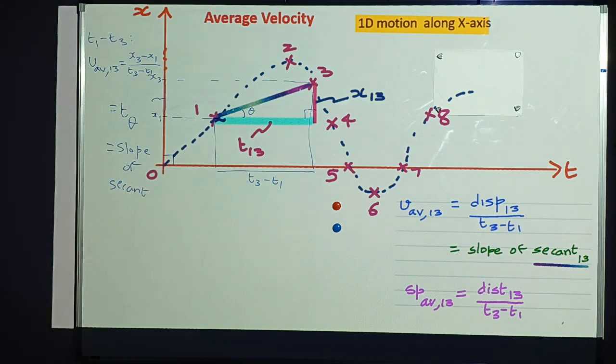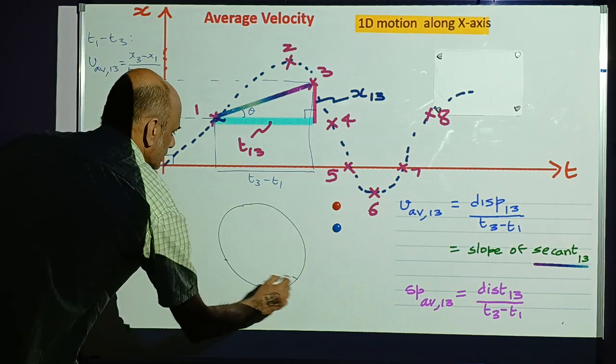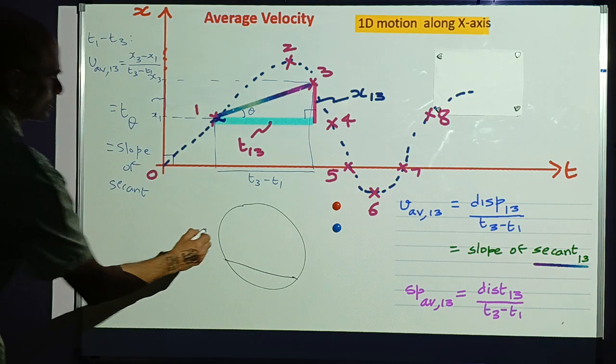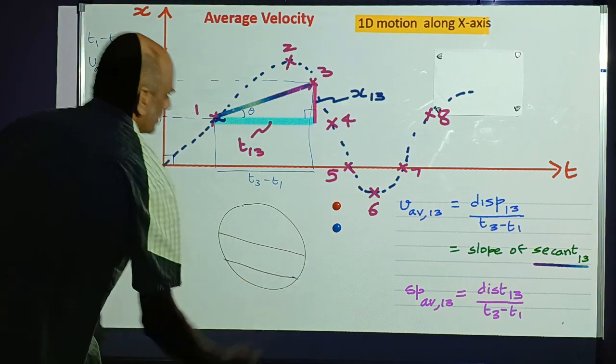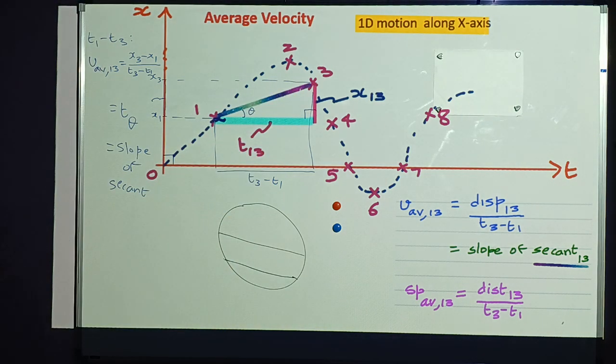Secant is a line which joins any 2 points of the curve. That is similar to a chord of a circle. For a circle, if you take any 2 points and join them by a line, this is a chord, and the greatest chord is the diameter. Similarly, for a curve, if you take any 2 points and join them, that's called a secant. So the average velocity between two time instances is the slope of the secant joining the 2 points in the x versus t graph.